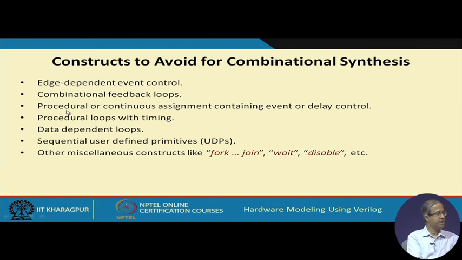Third thing is that you can have procedural assignment or continuous assignment, but there must not be any delay specification or event control, because in synthesis those are not considered. Similarly, you can have a loop with timing, where some delay is specified, but such delays are not allowed. Then data dependent loops. A data dependent loop means a loop where the number of times you are going to loop depends on a variable. That kind of thing is not allowed. The number of times you are looping must be a constant.